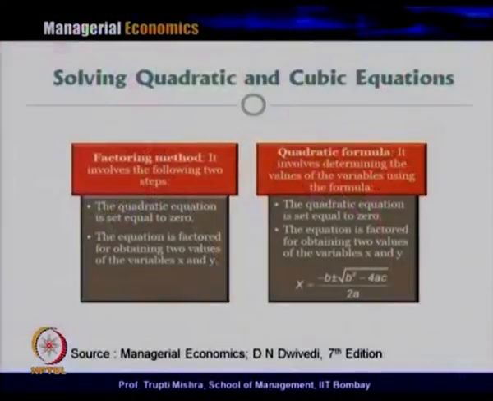Now, we will check the second one through the quadratic formula. Now, what happens in case of a quadratic formula? The quadratic equation is set equal to 0, that is the first step, and then the equation is solved for obtaining the two values of the variable following the formula, that is minus b plus minus square root of b square minus 4ac, divided by 2a. So, let us see how we can solve a polynomial function through the quadratic formula.